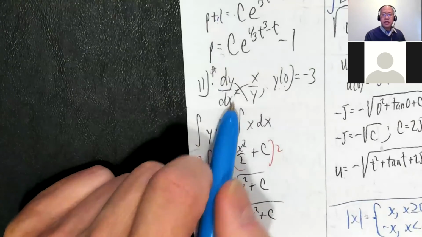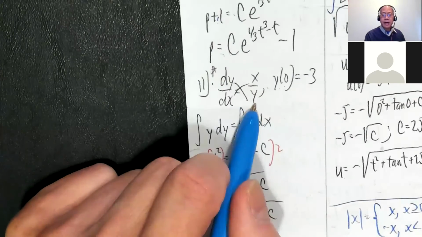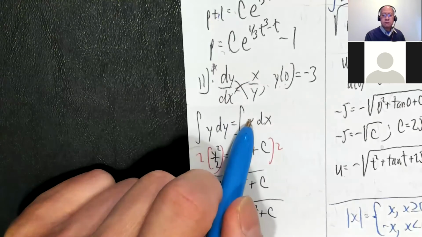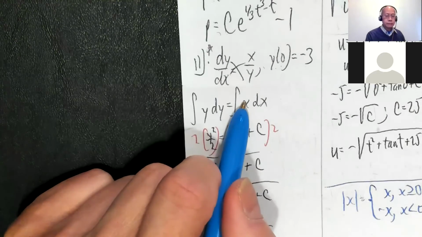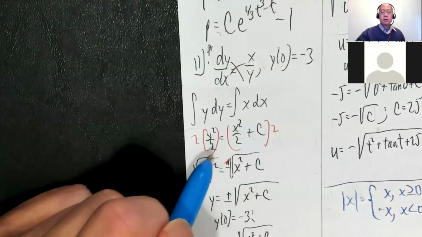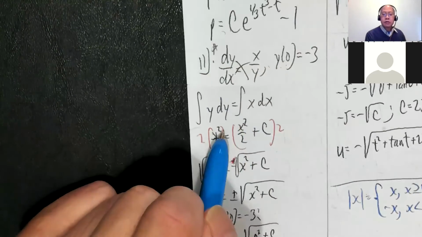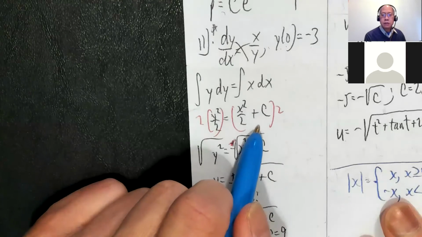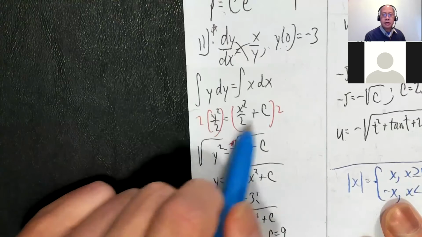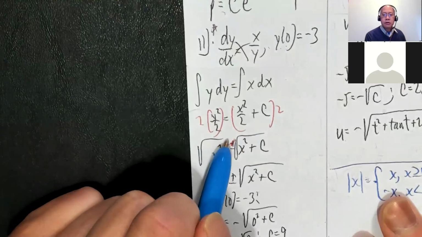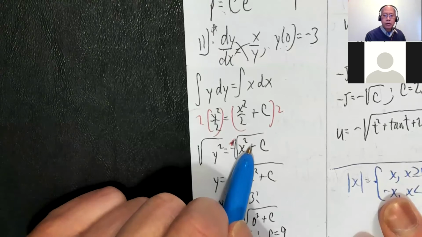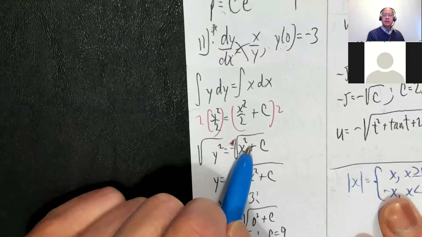Okay, the fastest way to solve this is to cross multiply, right? That times that, that times that. So I can get the y with the dy, x with the dx. Then I integrate both sides. Y squared over 2 equals x squared over 2 plus c. Multiply both sides by 2 to clean this up. Y squared equals x squared plus 2c. And once again, what is plus 2c? Just c.